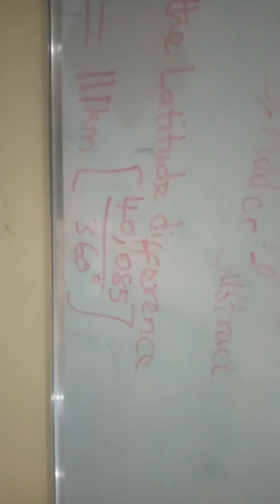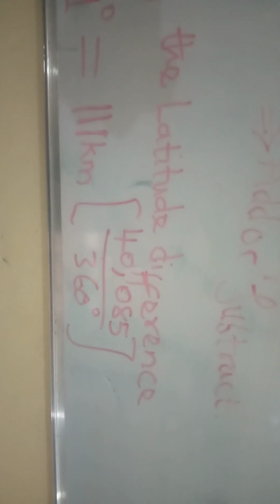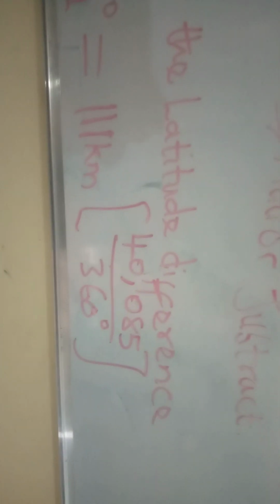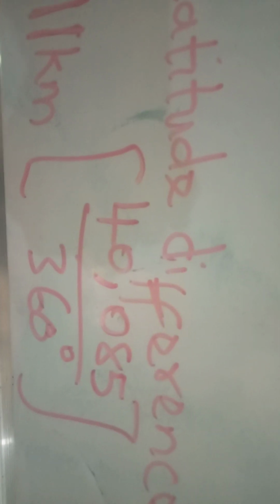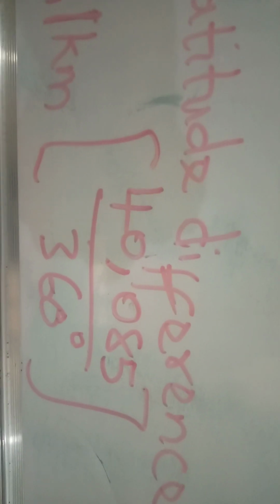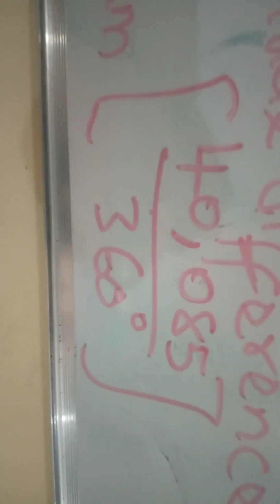When you divide it by 360 degrees, remember your mathematics, the degree of the circumference of a circle is 360 degrees. Look at the shape of the earth. That was why they used 360 degrees for the circumference of the earth. So you divide the length of the equator, 40,085 kilometers, by 360 degrees. When you divide it on a calculator, you will have 101 kilometers. That's how we got the 101 kilometers.